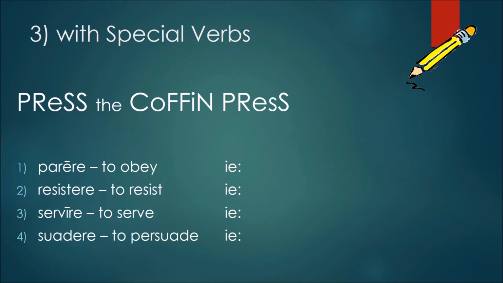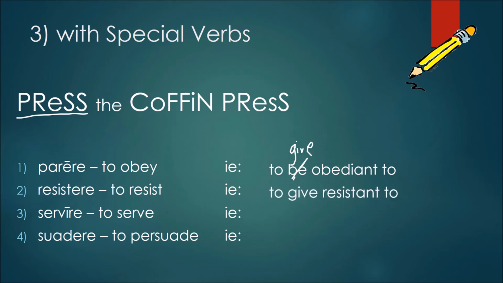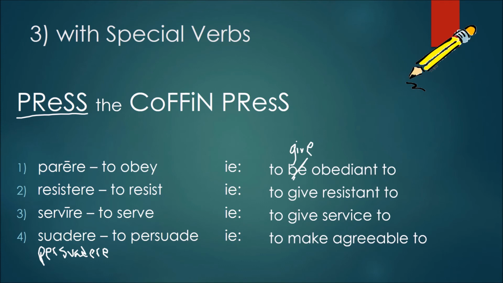Our first verbs, in the first press, we have parere, to obey, which in a more literal sense is to be obedient to or to give obedience to. Resistere, which means to resist or to give resistance to. Servire, which means to serve, we've already seen means to give service to. Suadere or persuadere means to persuade, and alternatively the more literal translation is to make agreeable to.